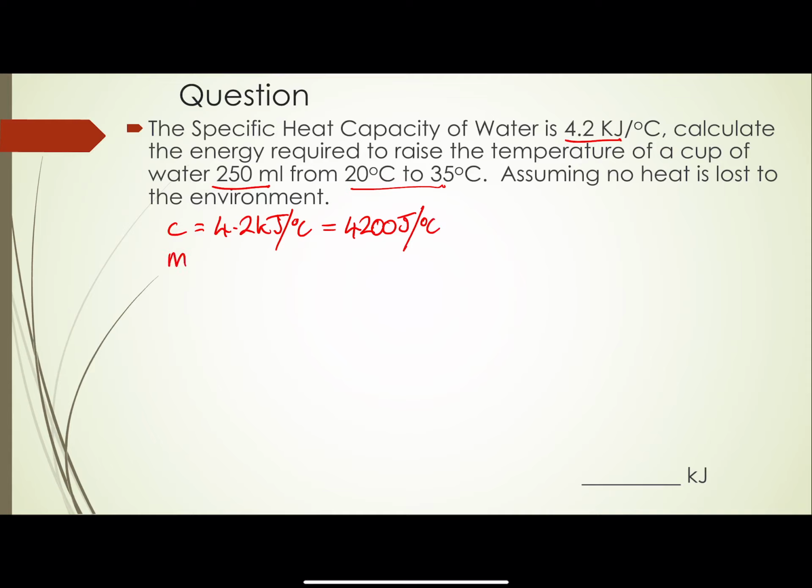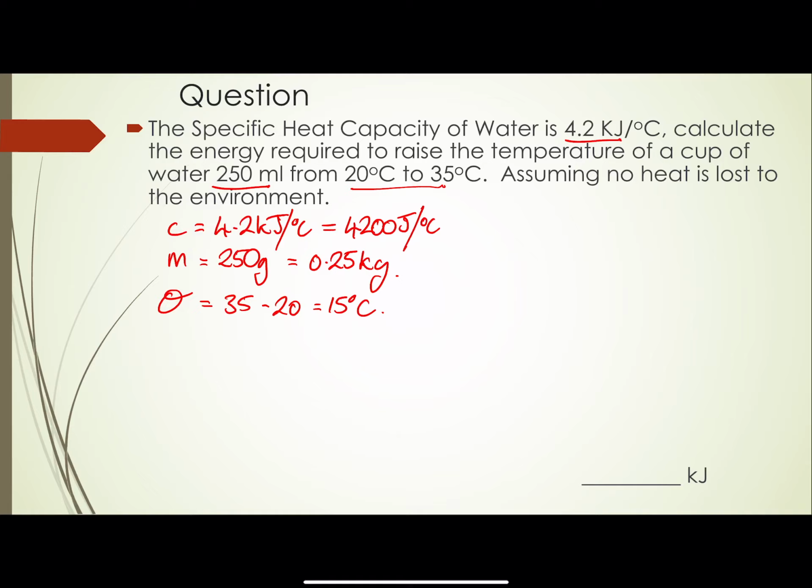The mass, well, it's 250 millilitres, and water is 1 gram per millilitre. So the mass goes from 250 grams to 0.25 kilograms. Next, we've got the temperature change, theta, and it's worth noting that this is positive. The final energy will be greater than the initial energy because it's hotter. So we get 35 minus 20, which equals 15 degrees C. Now we've got all our units correct.